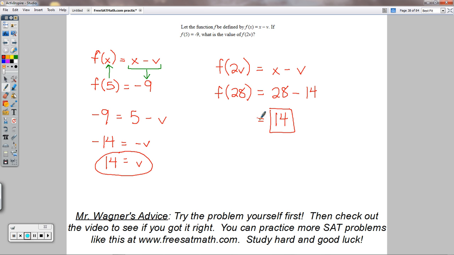It just happened that these two were the same answers. Didn't have to work out that way, but this one, your answer should be 14.